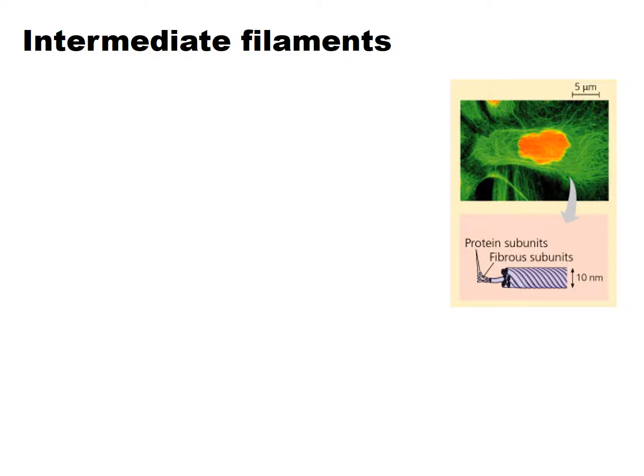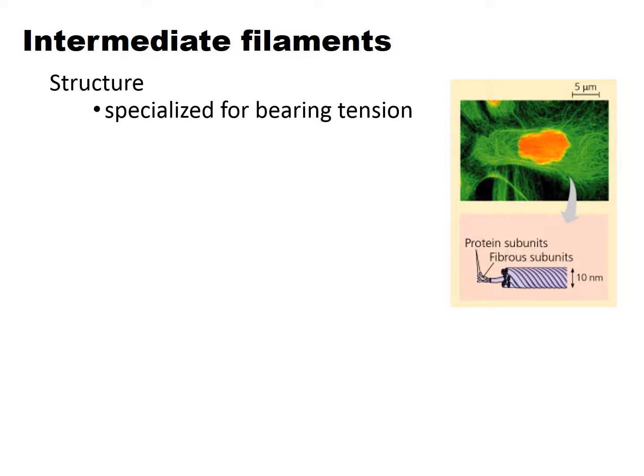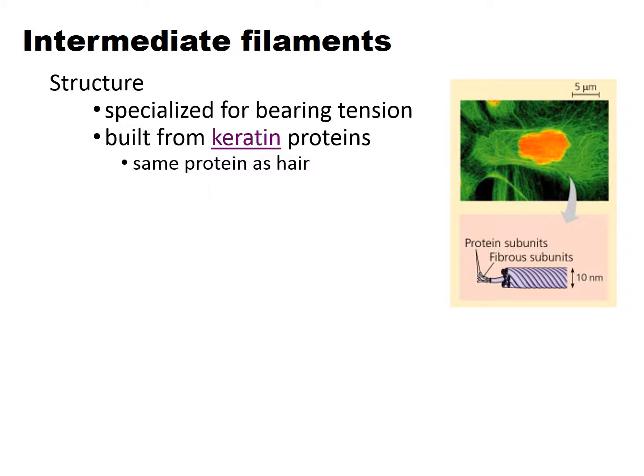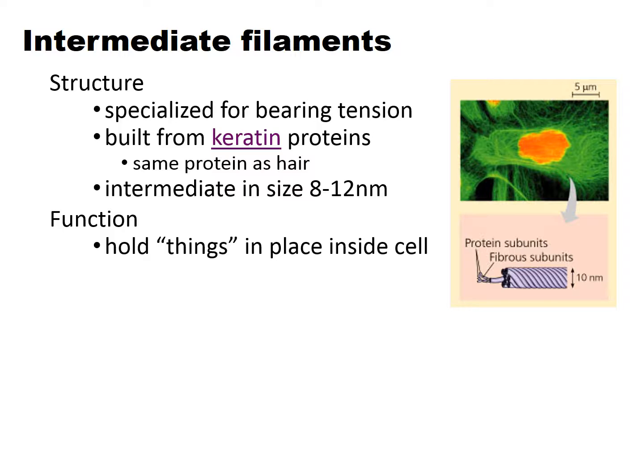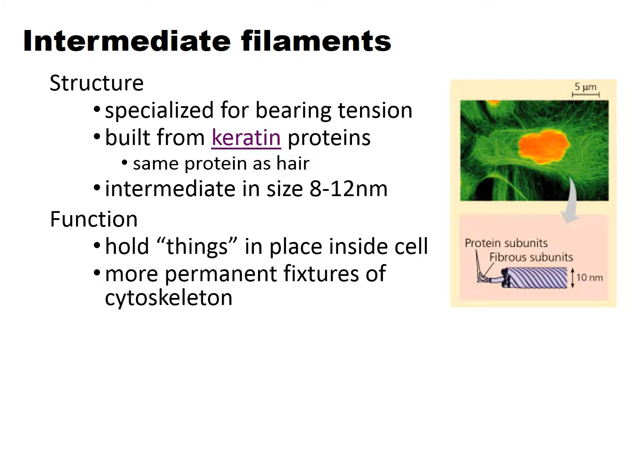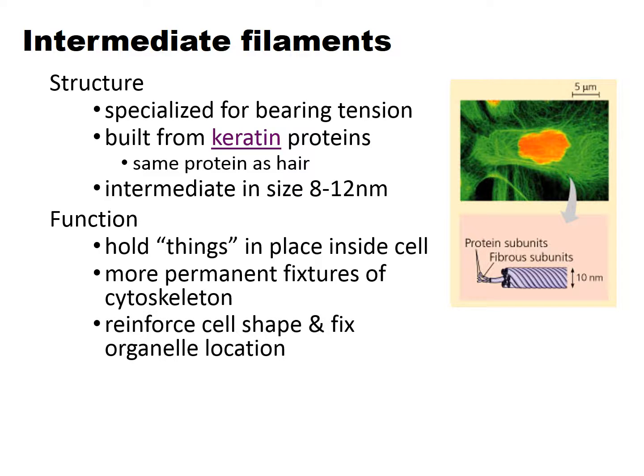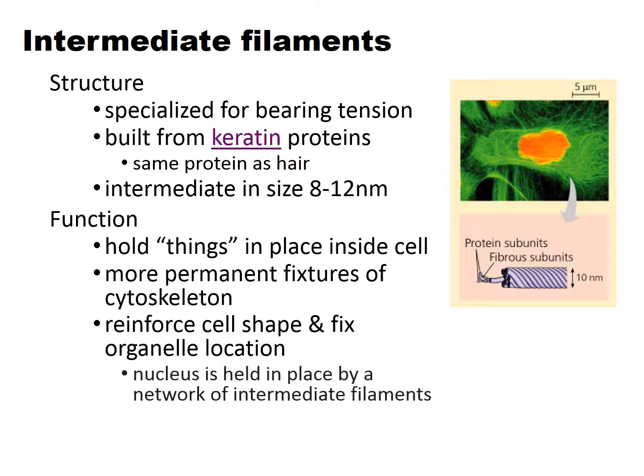Intermediate filaments, these are the ones kind of mid-size, not mid-grade, they're actually really, really strong. These guys are built of keratin, just like in hair and nails and beaks and stuff. The function of these guys, they're a little less dynamic. Their job is to really hold things, the more permanent structures like the nucleus, in place and give that cell more shape, just like the rest of the cytoskeleton.